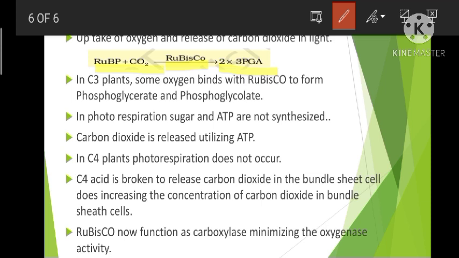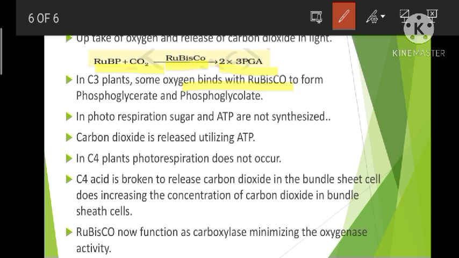Think about what will happen if Rubisco has more affinity towards oxygen. Oxygen will combine with the Rubisco, and as a result carbon dioxide fixation can be affected, isn't it? It will be decreased, and the food synthesis will also be affected. Normally, Rubisco acts as a carboxylase enzyme because it has greater affinity towards carbon dioxide than oxygen.